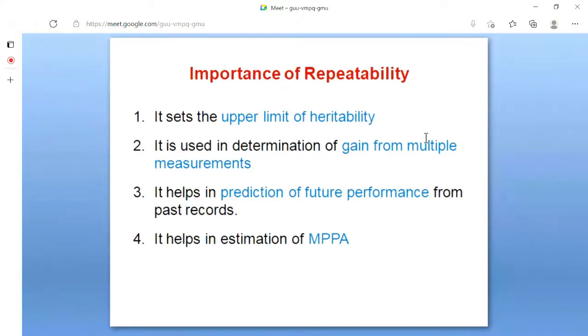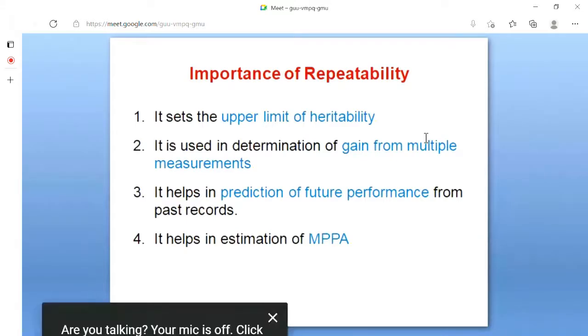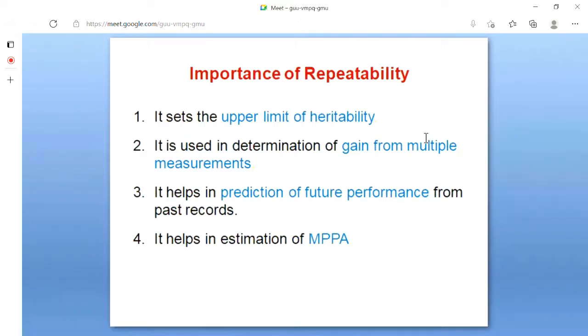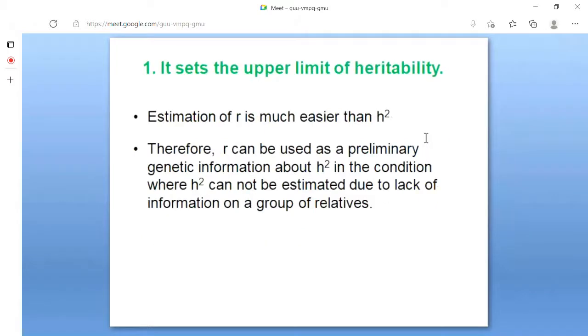Then the importance of repeatability. As I told you, it sets the upper limit of heritability, and it is used in determination of gain from multiple measurements. If we use multiple measurements, how much gain there will be, we will see later on. It helps in prediction of the future performance from the past record. It is also used in the estimation of most probable producing ability, MPPA. This is a very important parameter. You will see later on.